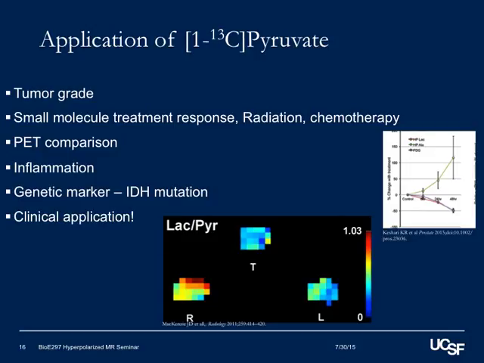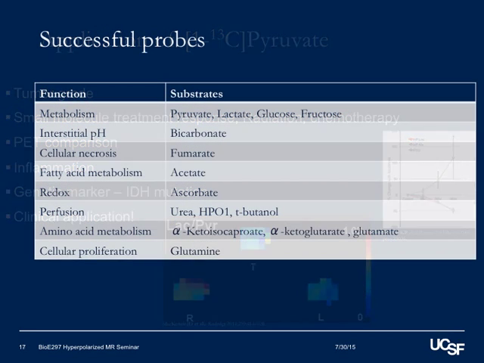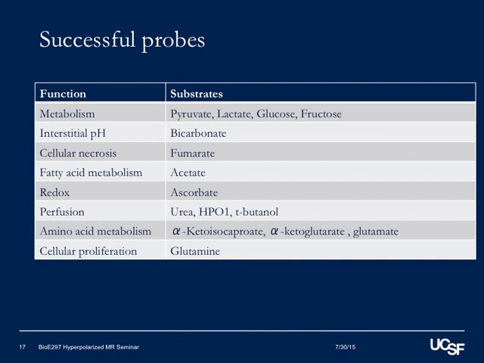And of course, the clinical application, we have applied it to prostate cancer patients, which we are taking forward for the phase 2 clinical studies next month. And here are most of the probes that have been used and the common functions they've been used for. But pyruvate is hands down the single most commonly used probe to date.